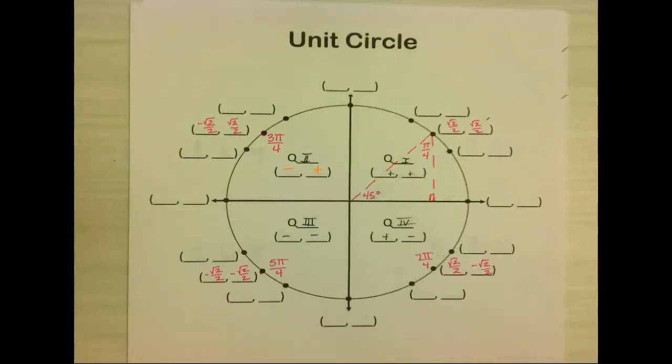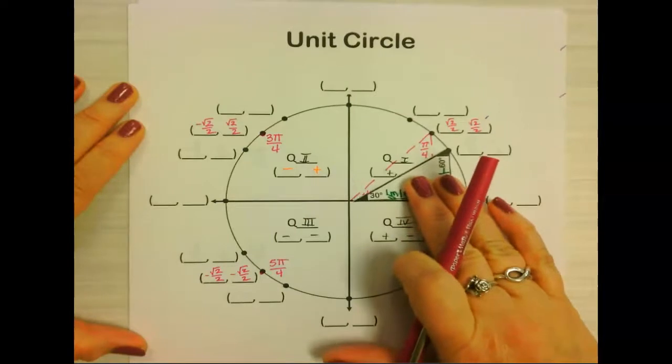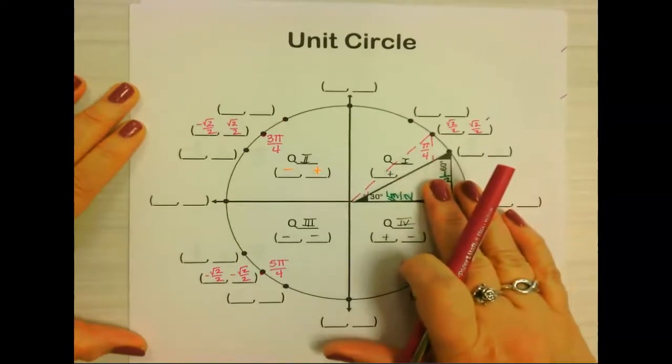All right, so the next one we're going to do is the 30-degree angle. So I'm going to get my 30-degree triangle out that goes right here and lines up like that.